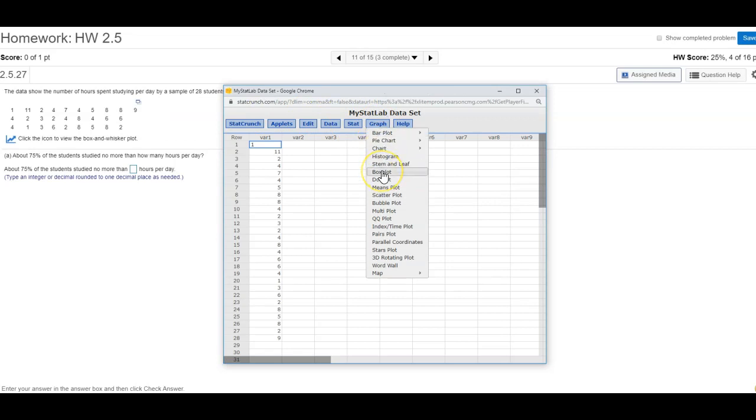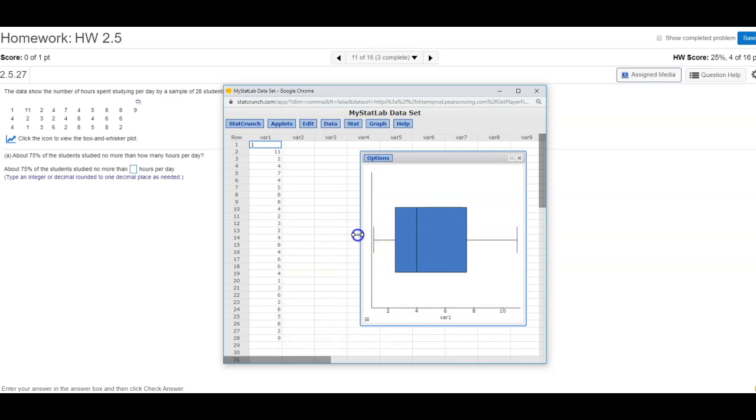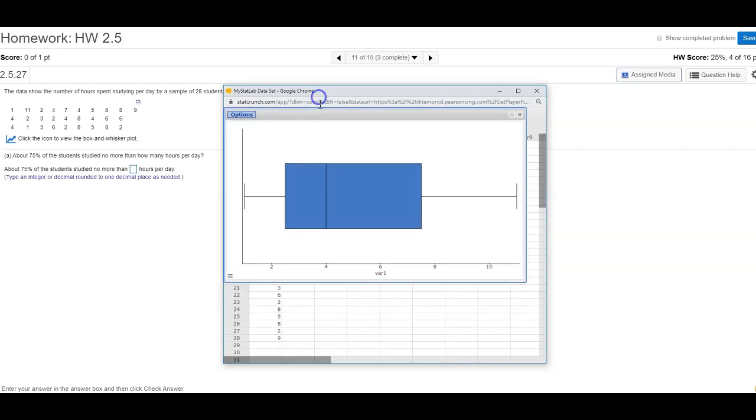Graph. Remember, it's a box plot. Box plot. Click on the variable. Remember, you have to check draw boxes horizontally. And I compute. And once I have that, I'm going to get it closer and leave my mouse right here.